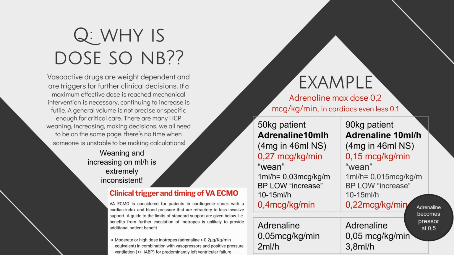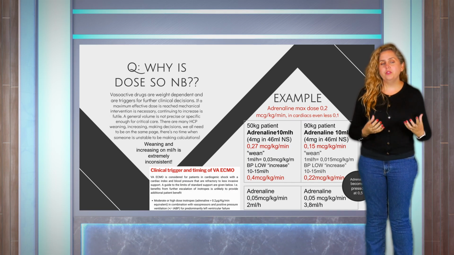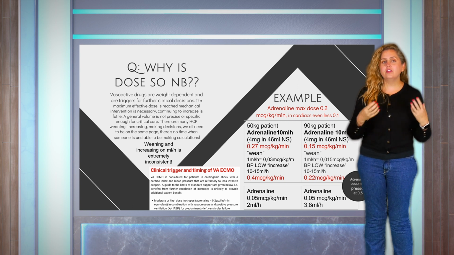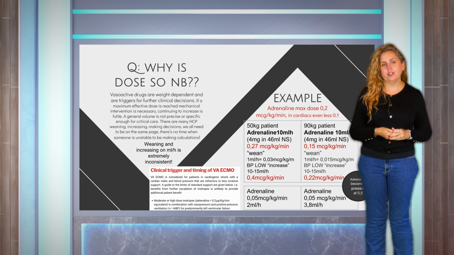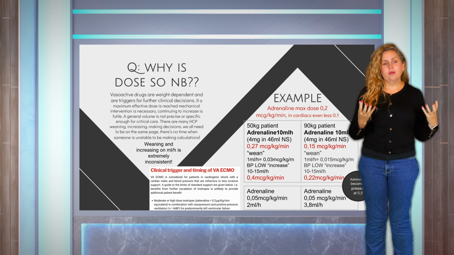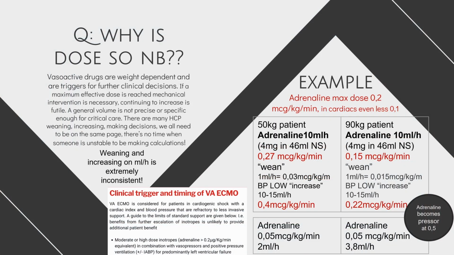So a question: why is dose so important? I've put this in because in our region, the culture of inotropes and these vasoactive drugs is to give it on a pump, but at mils per hour only. And it's a problem. And why is that a problem?